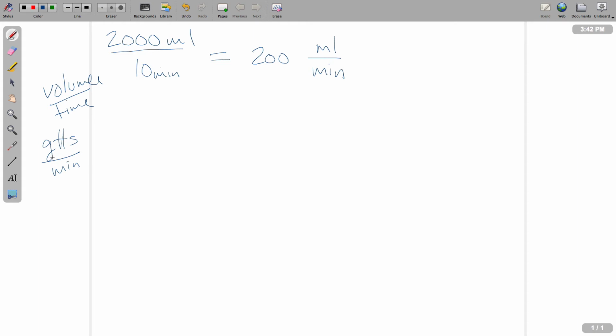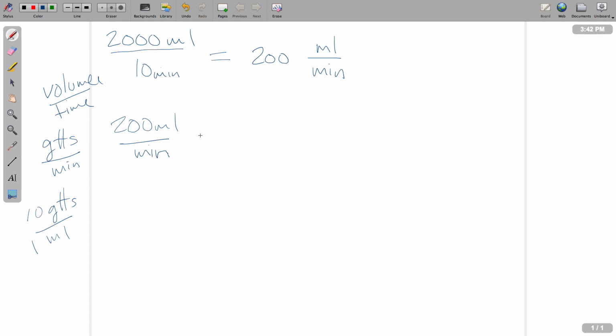For the purposes of the fluid that I'm doing, I'm going to say that there are 10 drops per ml. This is our standard 10 drop set, our 10 drops per milliliter set, so this is a macro drip set. Let's take a look at how we figure out drops per minute. We're going to take this 200 milliliters per minute, and I need to figure out how many drops that needs to be to get this into the patient.